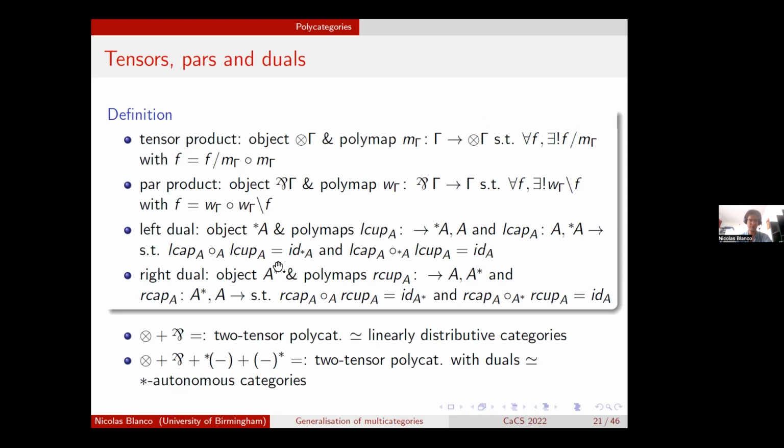And then you have a notion of left and right dual that are similar to the ones in monoidal categories, like for compact closed categories, pivotal categories. So the idea is that you have a cup and a cap that come together with some snake identities. And so a polycategory with all tensors and powers is something like a linearly distributive category. And if it also has all duals, it's something like a star-autonomous category.